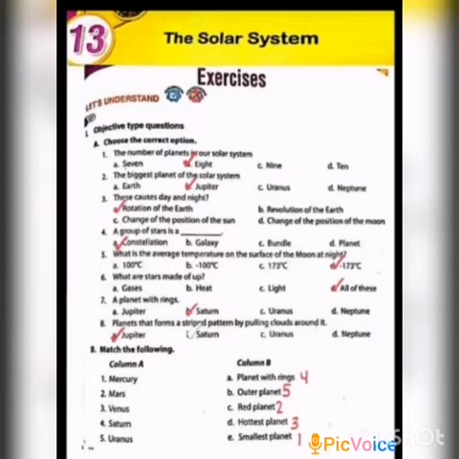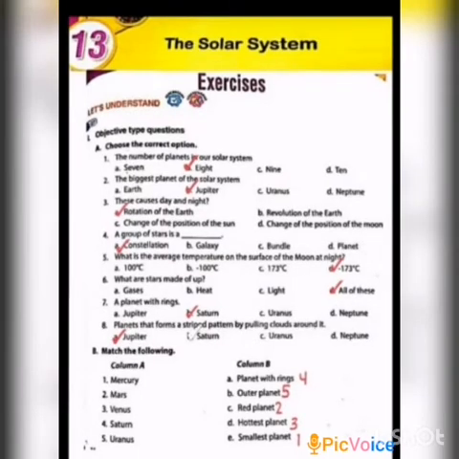Fourth one, a group of stars is a dash. A. Constellation, B. Galaxy, C. Bundle, D. Planet. Answer A. Constellation. Fifth one, what is the average temperature on the surface of the moon at night?